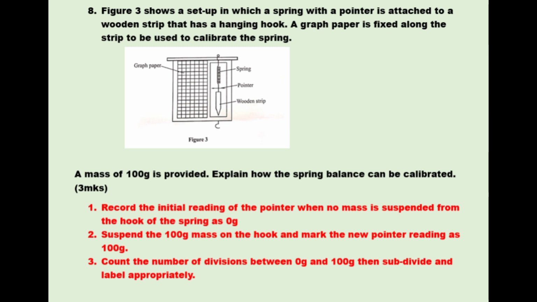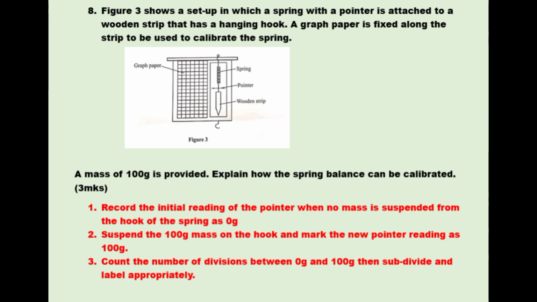Figure 3 shows a setup in which a spring with a pointer is attached to a wooden strip that has a hanging hook. A graph paper is fixed along the strip to be used to calibrate the spring. So we have the spring and we have a graph paper. A mass of 100 grams is provided. Explain how the spring balance can be calibrated. How you can subdivide the scale on the graph paper.